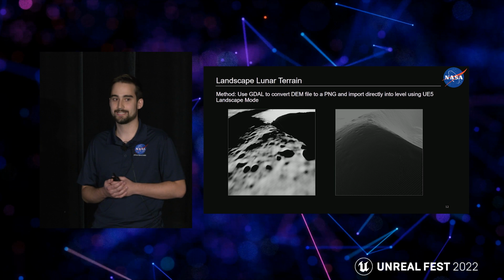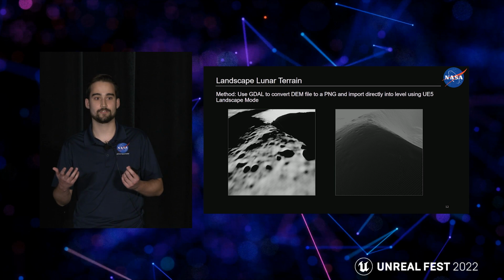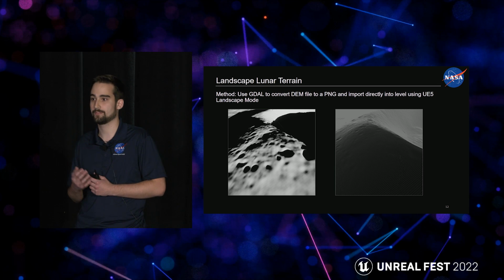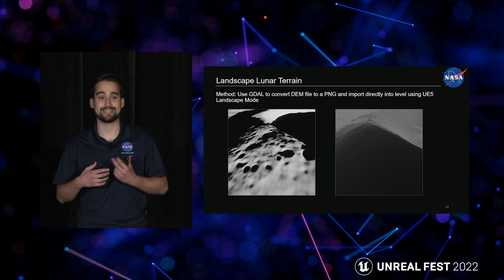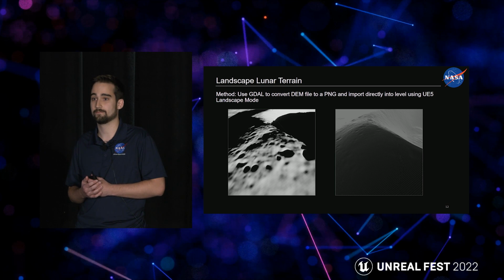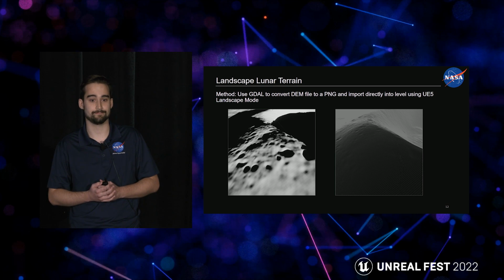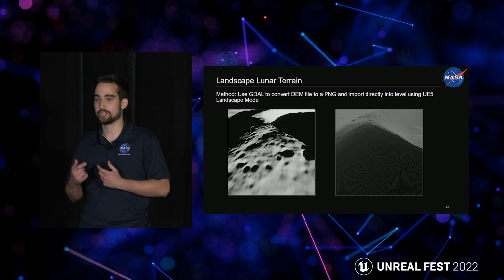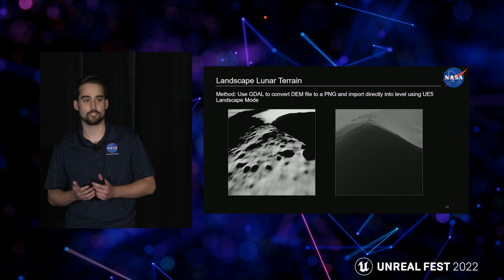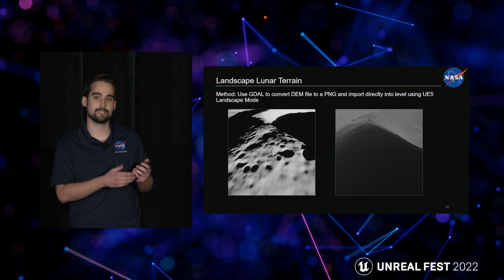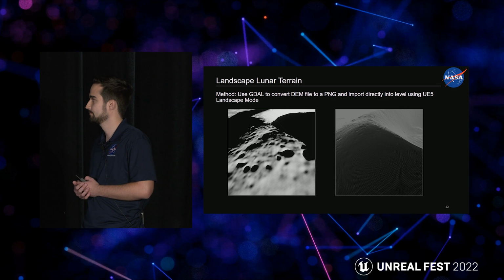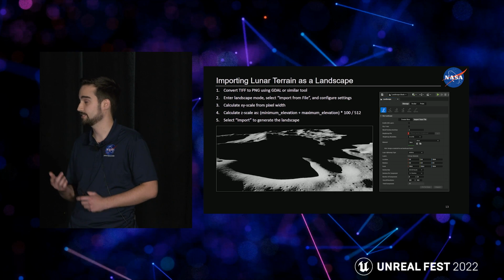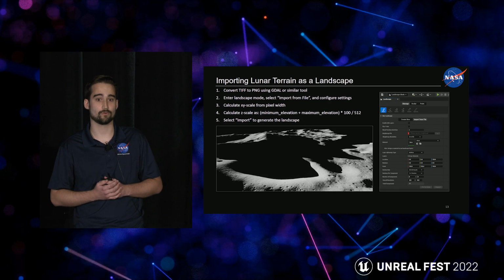Okay, so first off is the landscape mode. I'm assuming most of you probably have some level of familiarity with this feature of Unreal Engine. It's very easy to use, and you can efficiently generate very vast regions of terrain. For us, there was really just one additional step we had to take in order to use our source LRO DIM data in the landscape system. And that was simply to convert it to a usable file format.